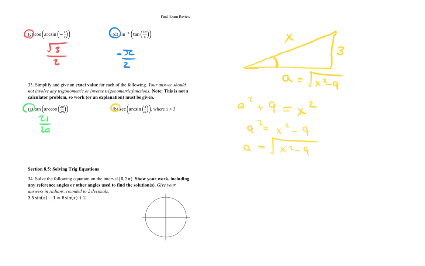So now we have to do the secant. I sometimes have a hard time immediately knowing what secant, cosecant, and cotangent are, so I think of them in terms of sine, cosine, and tangent. So I know that secant is equal to 1 over cosine, and I know that cosine is adjacent over hypotenuse, which means that secant is hypotenuse over adjacent. So next, we just have to know what our hypotenuse and adjacent are. We know this is our hypotenuse, this is our adjacent. So our answer here is going to be x divided by the square root of x squared minus 9.